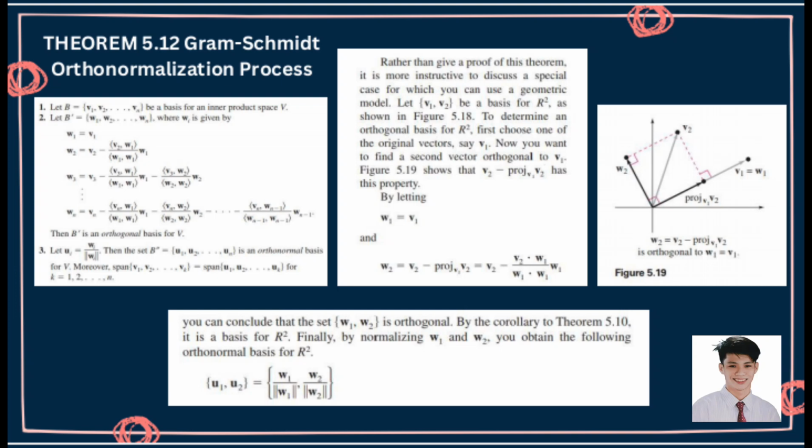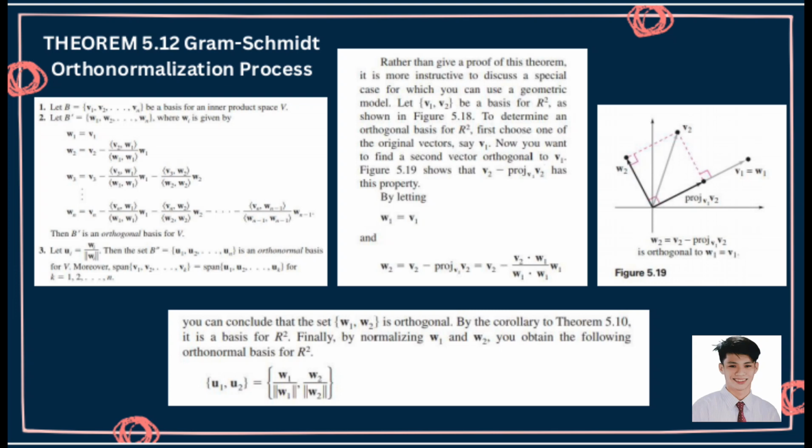So, then, B prime is an orthogonal basis for B. So, para naman sa magiging U natin, so let U sub 1 is equal to W sub 1 over the norm of W sub 1, then the set of B second prime is equal to U sub 1, U sub 2 hanggang U sub n is an orthonormal basis for B. So, moreover, span V sub 1, V sub 2 hanggang V sub k is equal to the span of U sub 1, U sub 2 hanggang U sub k for k is equal to 1, 2 hanggang n.